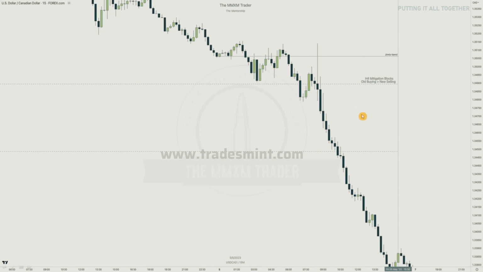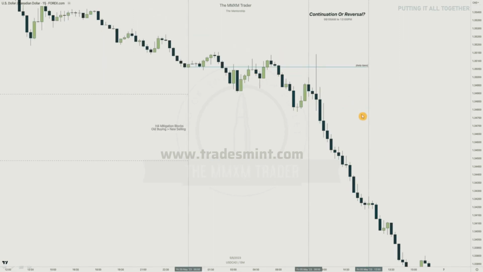Now, what do we wait for? We either ask ourselves, is this more likely to be a continuation or a reversal, right? So what do we wait for? We wait for our time window, right? That 8 a.m. to 12 p.m. time window, that bread and butter window. Draw out your New York Midnight opening price as always. Never forget this. Always draw this out on your chart.